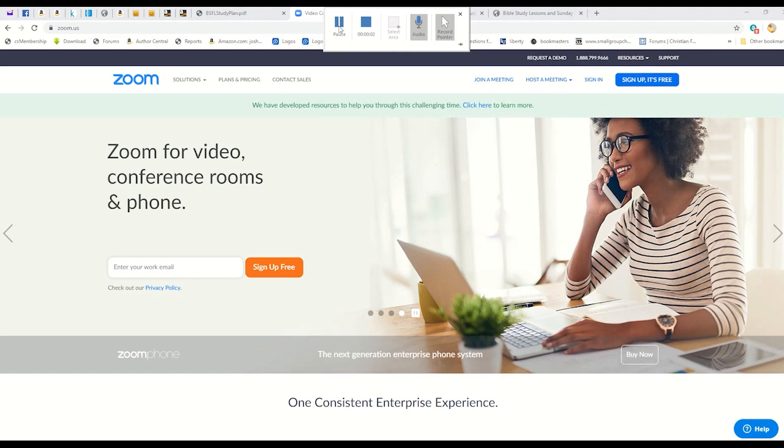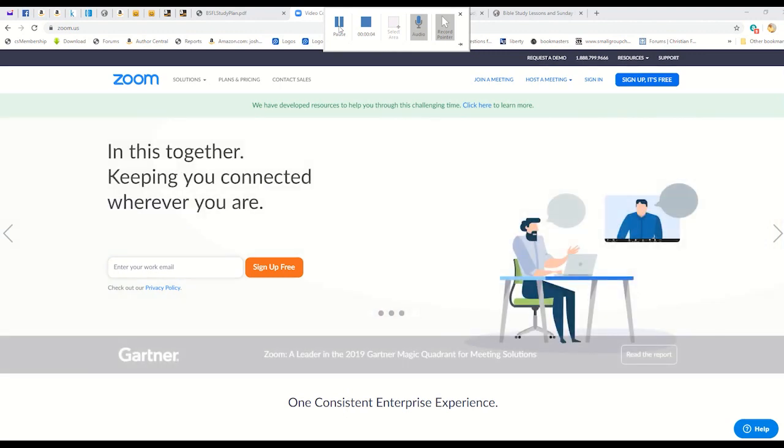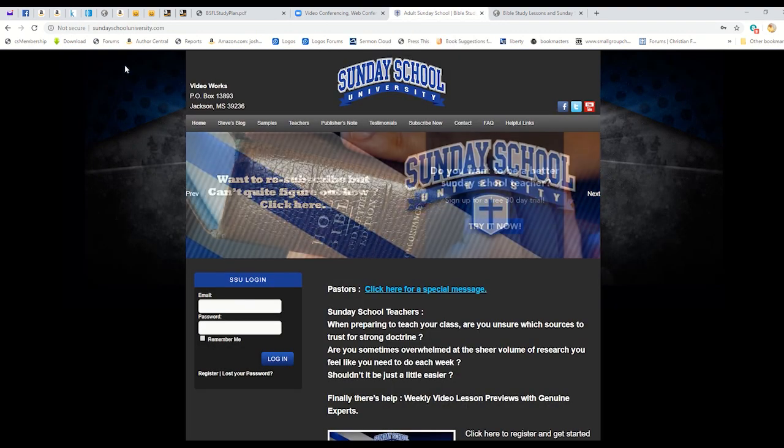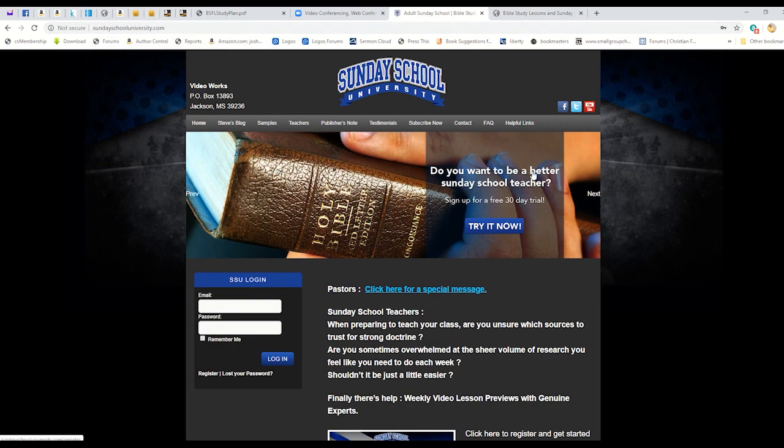I'd like to show you three online tools you could use for doing an online group. And the first one you're probably familiar with, and that's Zoom.us, and this will allow you to share video online. So that'd be the starting point, and it's pretty self-explanatory how to use that. But also, I invite you to look at this website, sundayschooluniversity.com, and you can see a number of helpful resources here.